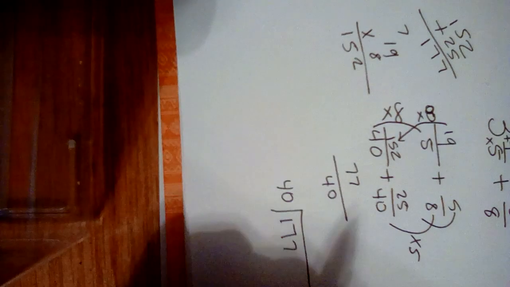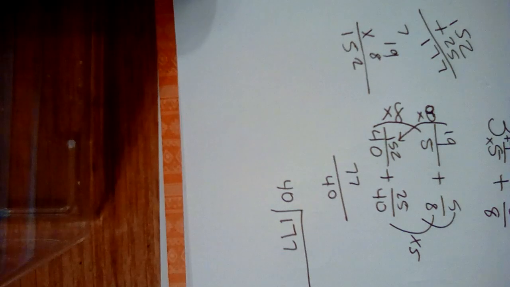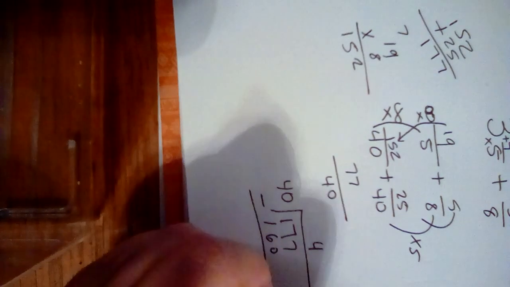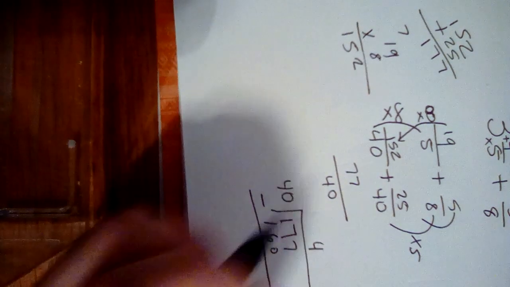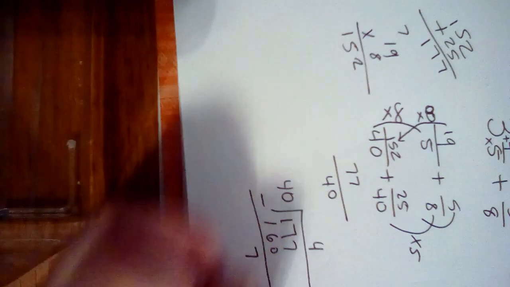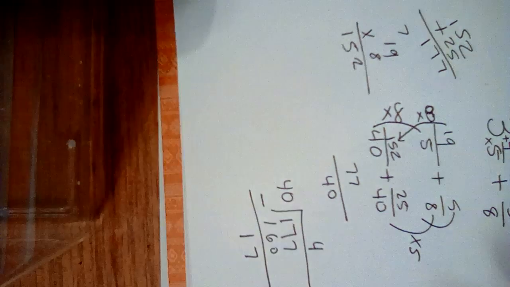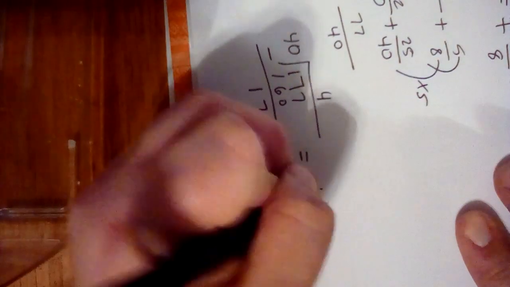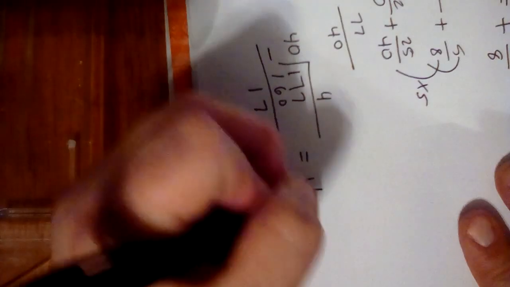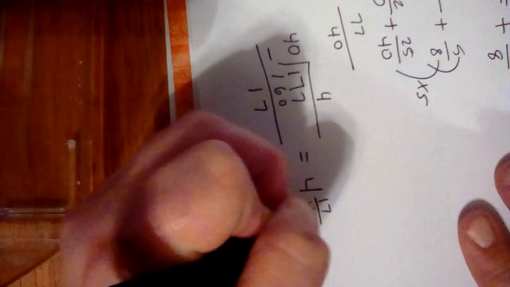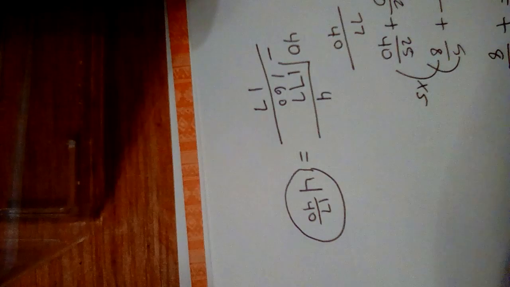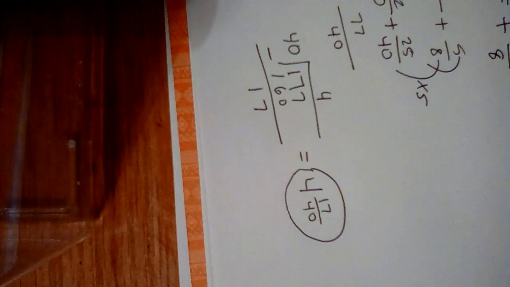40 goes into 177 4 times. Minus 160 is 17. So my answer is 4 wholes and 17 over 40. That should be what you got. Sorry about the confusion.